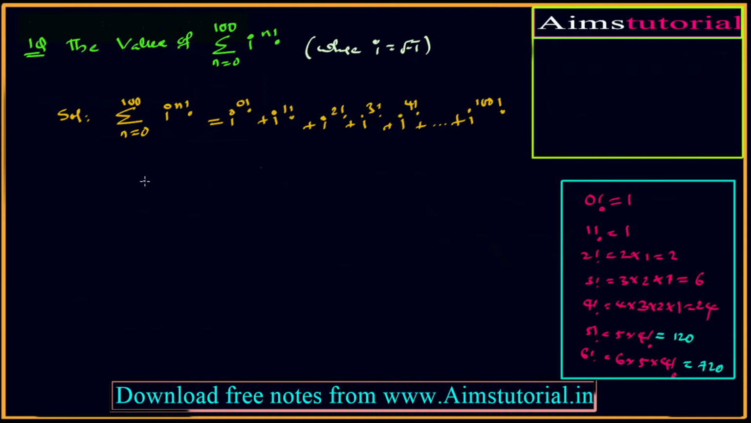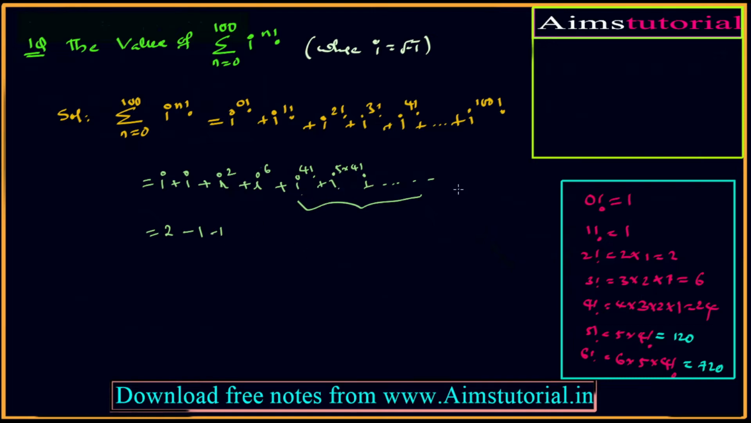So what about i power 0 factorial, that is 1. i power 1 factorial also 1, plus i power 2 factorial, which is i power 2, plus i power 3 factorial, which is i power 6, plus i power 4 factorial, plus i power 5 factorial, that is 5 into 4 factorial, and so on. So i plus i is 2i. What about i square, minus 1. i power 6: we can write 4 plus 2, so i power 4 plus 2, again minus 1.